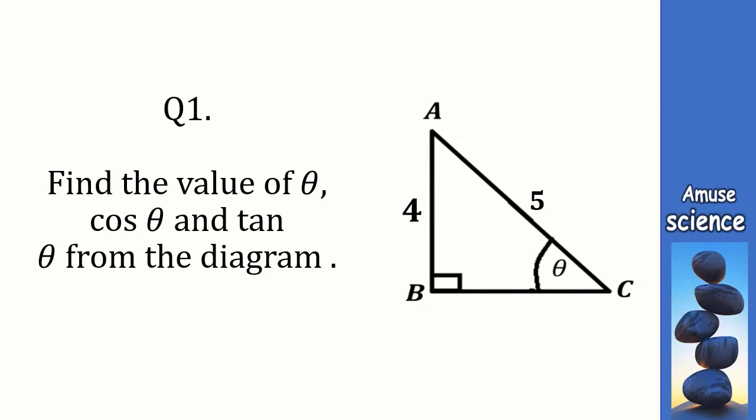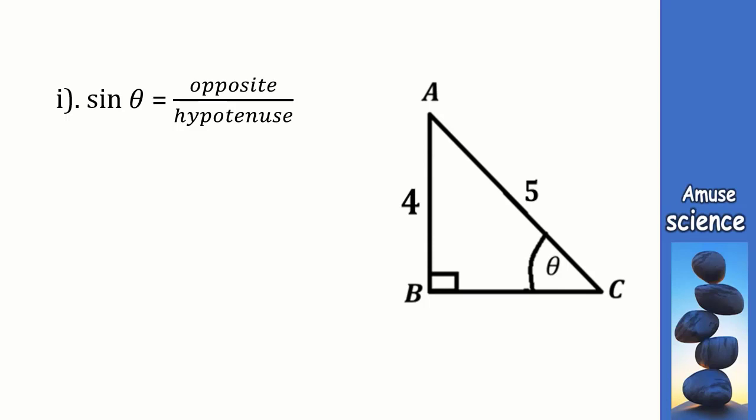If you want to find the value of theta, you can use any two of the given sides of the right angle triangle. In this case, we are going to use the opposite and the hypotenuse. So we use the ratio of sine theta, because sine theta is the ratio of the opposite to the hypotenuse. So we can write that sine theta is equal to 4/5.